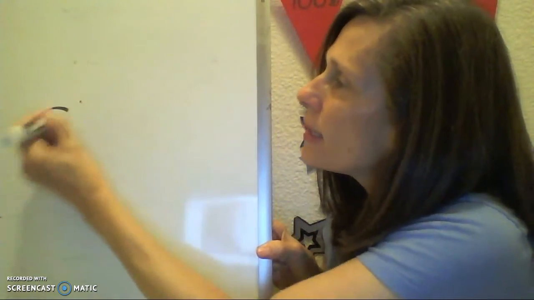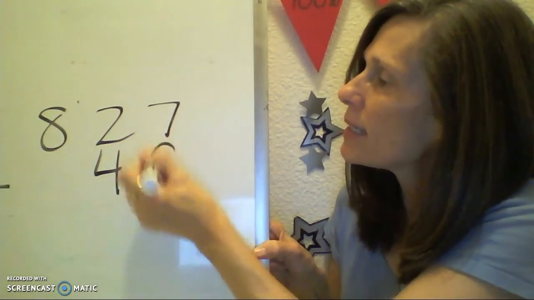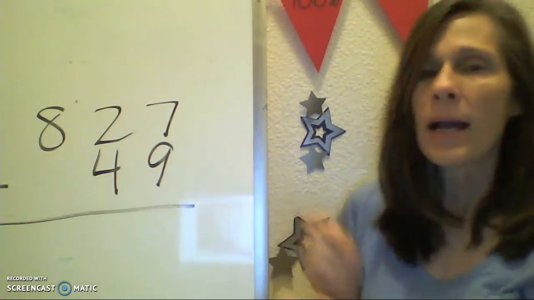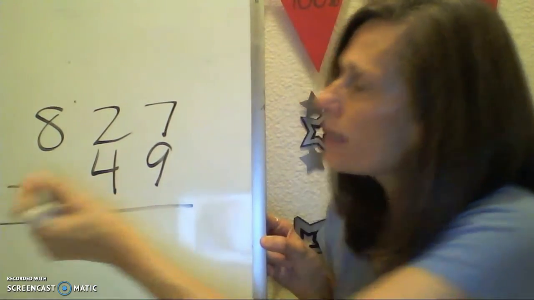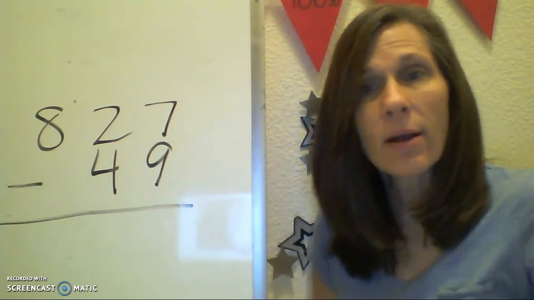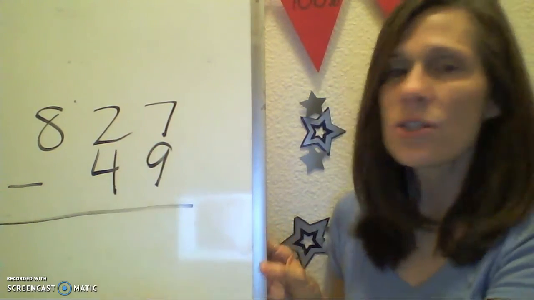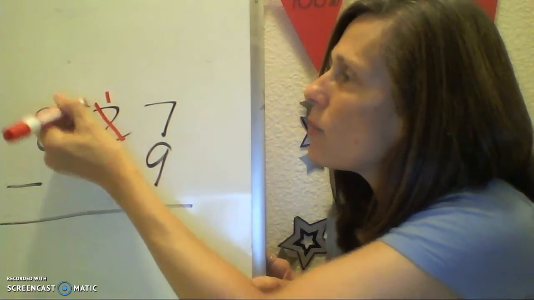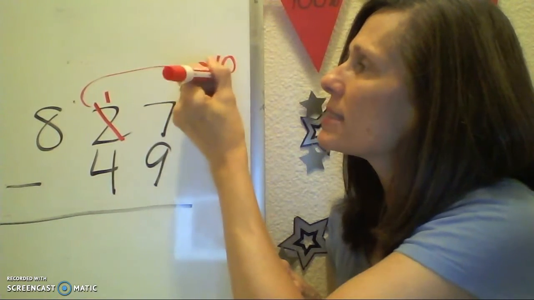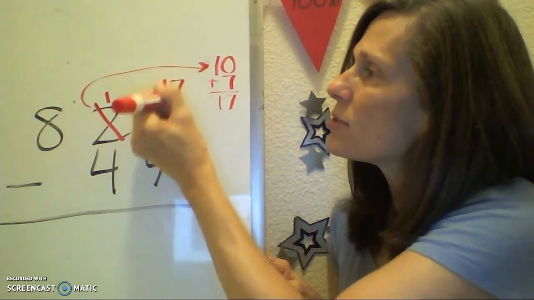Okay, let's go ahead and do 827 minus 49. Okay, so I notice my 4 and my 9, right, are bigger than my 2 and my 7 on the top, right? So my 7 says to the 2, can I have a set of 10? So the 2 says yes. So my 2 is now a 1. My 7 gets together with the set of 10. Right, and that is now 17. So my 7 turns into a 17.